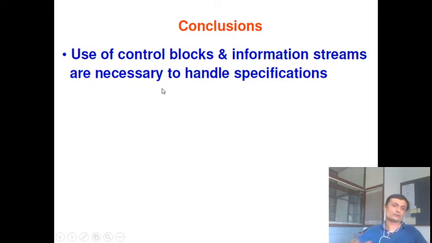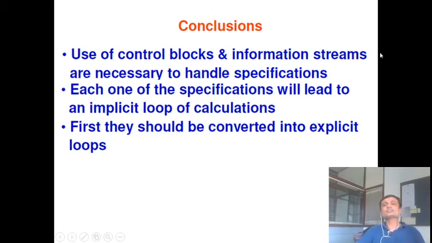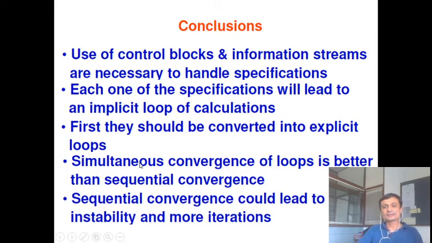And then apart from your regular modules, you require control blocks, and information streams are also possible, which are non-standard streams. Each specification will add a loop, and first they should be converted into explicit loops, and simultaneous convergence of loop is better than the sequential convergence. That's what we discussed with the help of algorithm 2. And sequential convergence could lead to instability and more iteration. So this is something which you have to keep in mind.